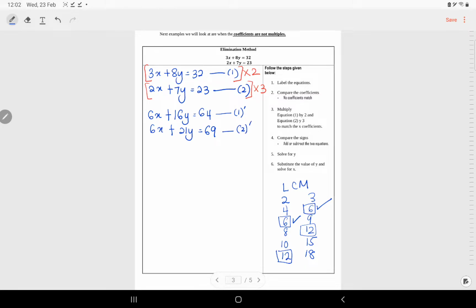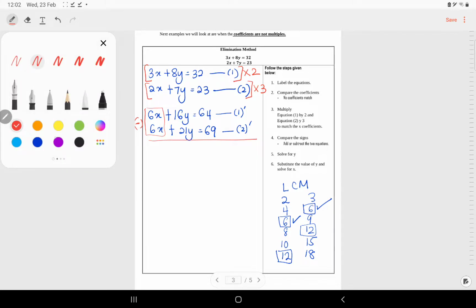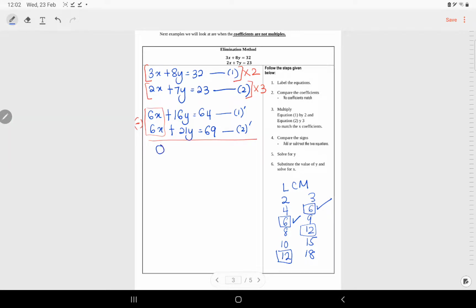Alright, now we have it in similar coefficient. Now that we have similar coefficient and compare the sign, that's positive and positive, so we subtract. Subtract the two equations, and that will give me 0. 16y minus 21y is minus 5y, equals 64 minus 69, so that's negative 5. So negative 5y equals negative 5, and that should give me a positive 1. Okay?